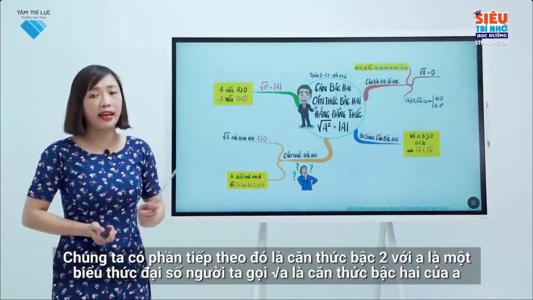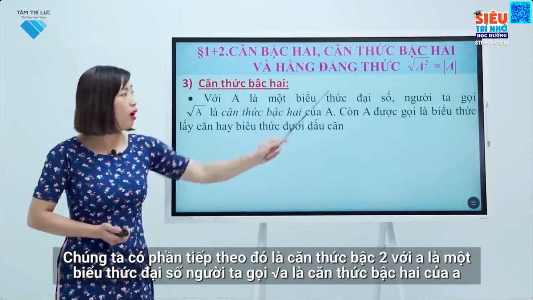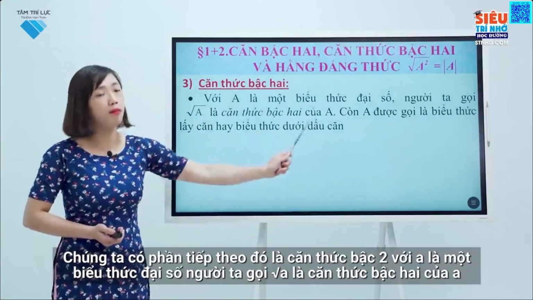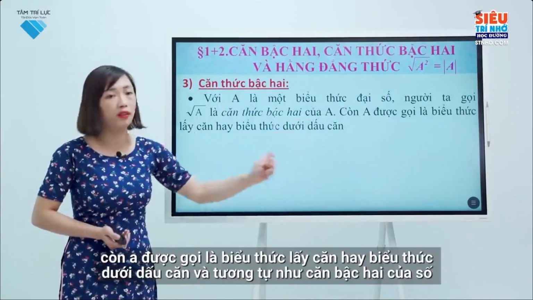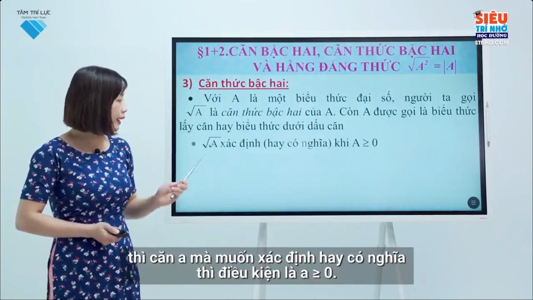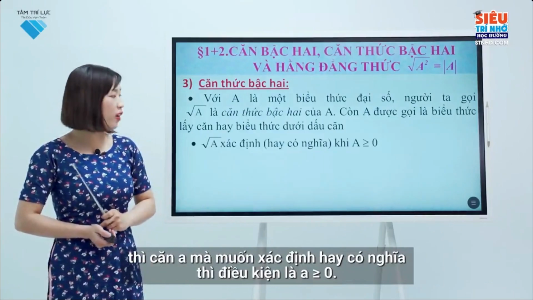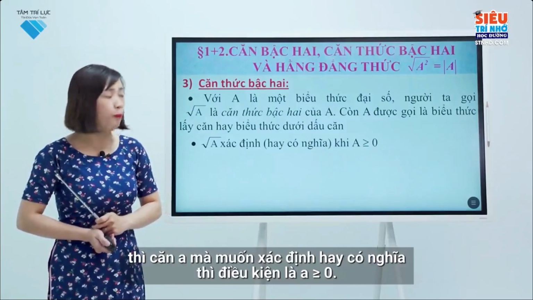We have the next part, which is the square root expression. With a as an algebraic expression, we call the square root of a the algebraic square root of a, and a is called the radicand, or the expression under the radical. Similar to the square root of a number, the square root of a is determined means the condition is a is greater than or equal to 0.